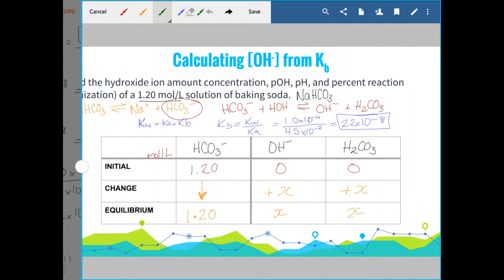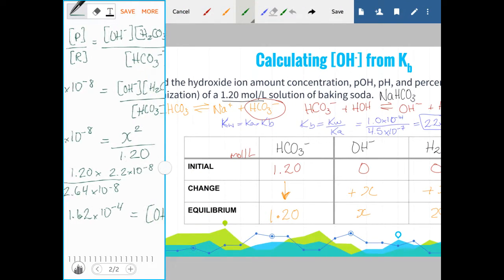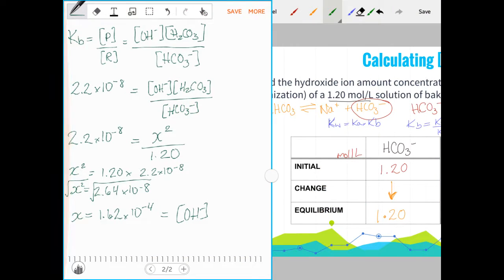Here we go, I'll just do it this way. So x is equal to, now I don't remember my value, 1.62 times 10 to the negative 4. So that's only part of my solution. This is only part of what the question is asking me. It's asked me to calculate my concentration of my hydroxide ion, as well as my pH, and percent reaction. So there's a few more things. I'm just going to go back and solve these now on this side here.